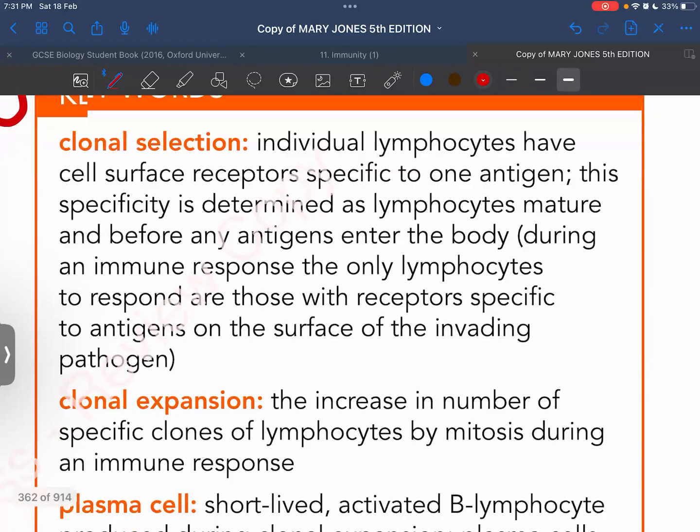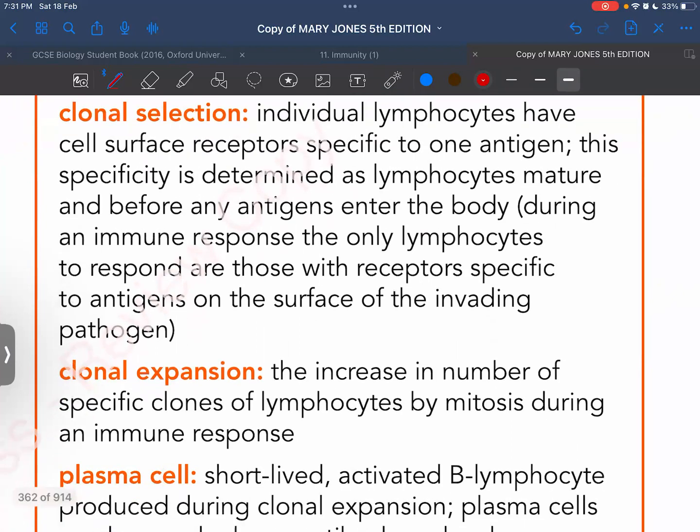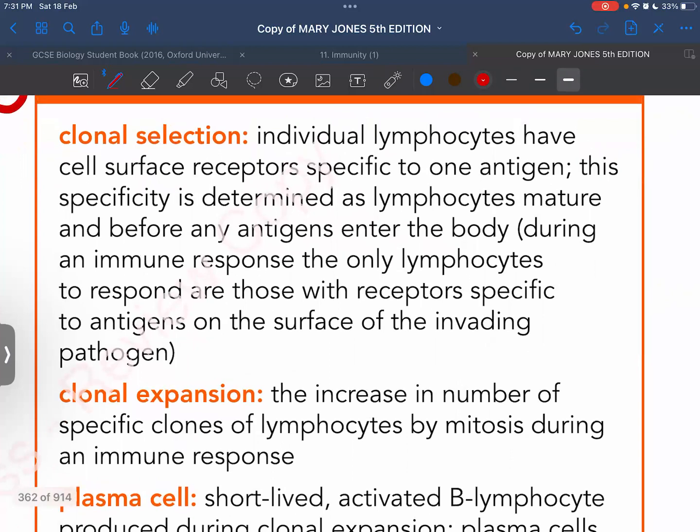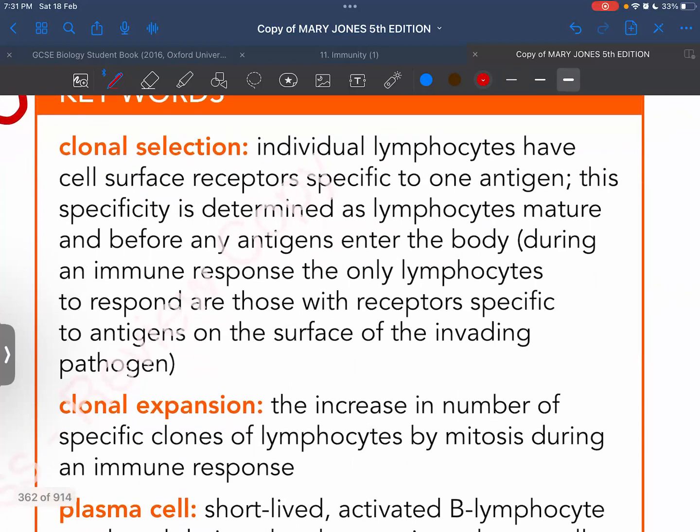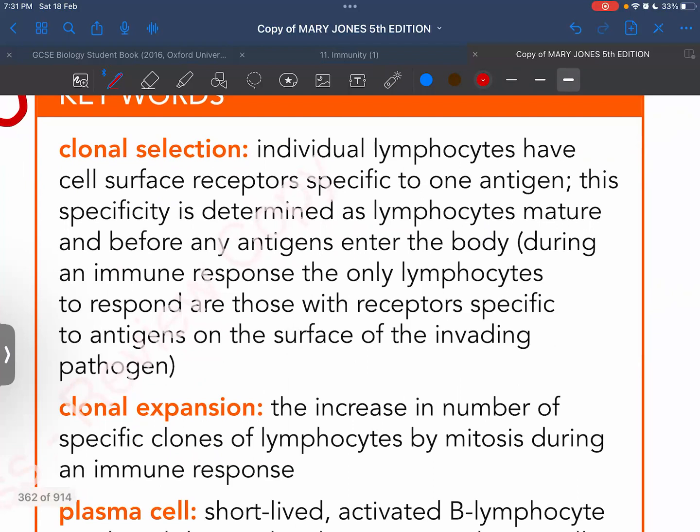What about clonal expansion? इसका क्या मतलब है? Just explain it to me in your own words. Clonal selection तो हो गई, अब clonal expansion में क्या हो रहा है? The number of specific clones increases by mitosis.